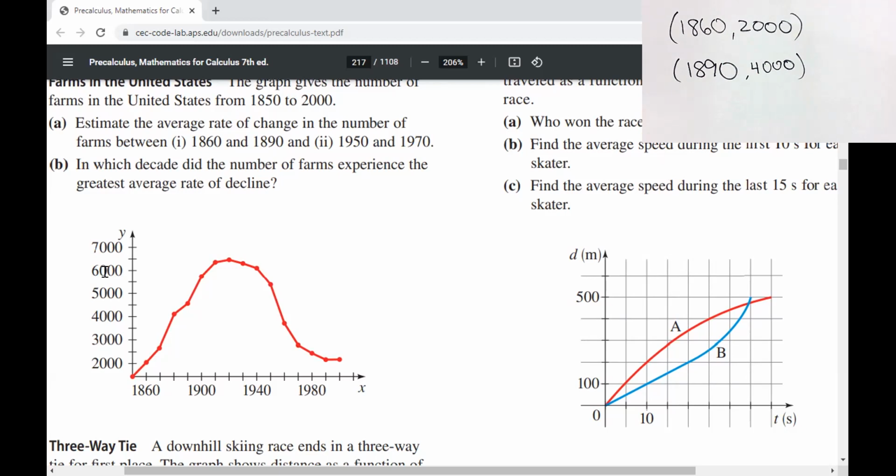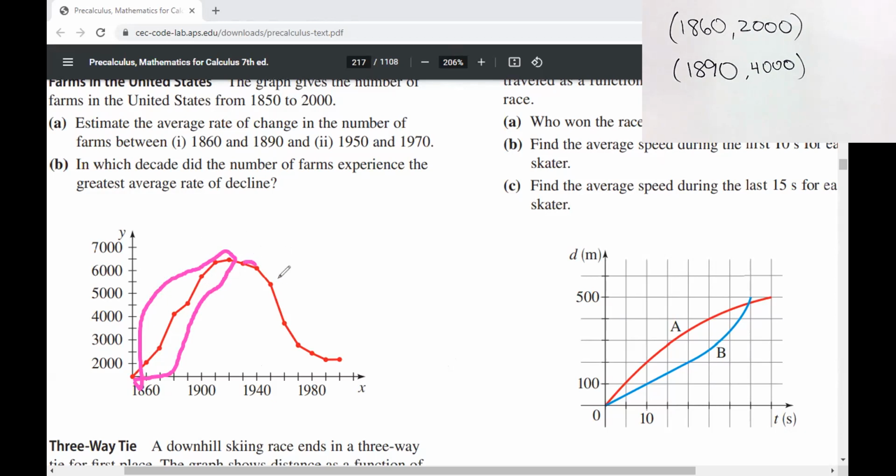Part B, in which decade did the number of farms experience the greatest average rate of decline? Do you have to look at every single year and get the slope or the average rate of change? No. What are we looking for? The steepest decline, right? So it's going down, right? So all of this that's going up, that's not it, right? All of this is not it.